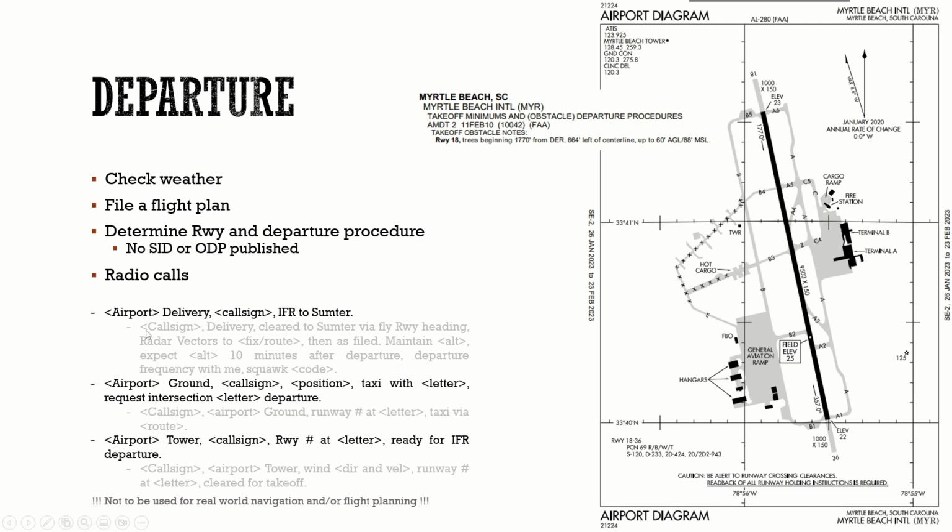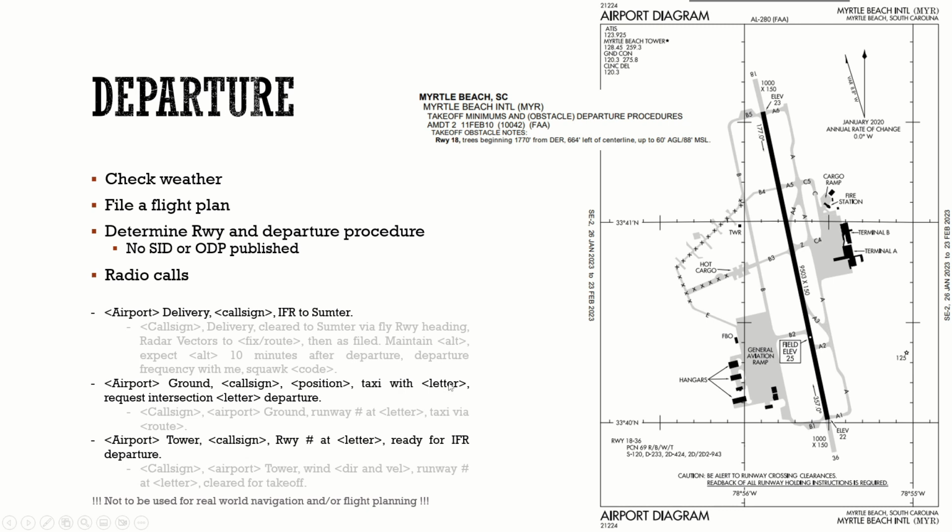They would reply something like November 123 Alpha Bravo delivery, clear to Sumter via, and then they would give you the route. So maybe it would be fly runway heading, radar vectors to Cookie, then as filed, maintain 4000, or climb and maintain 4000, departure with me, squawk 1234. And you would just read that back. And when you are ready to taxi, you would call up the ground. You would announce your call sign, your position, so in that case, general aviation ramp, and that you want to taxi with, and the letter is the ATIS information that you have.